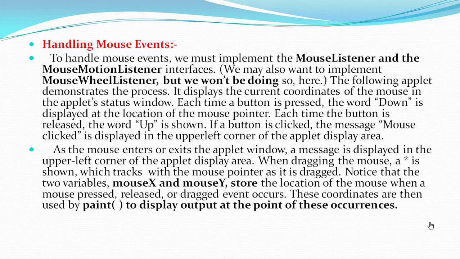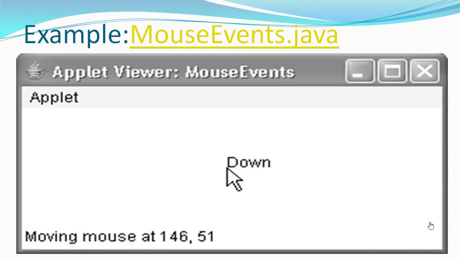What are the tasks we have performed in this example by using MouseListener and MouseMotionListener? Here the output window is shown. When we click the mouse, it shows the down message. When we release it, it shows the up message. When the mouse is moved or dragged, the coordinate points are displayed. This is the output. Okay, see the example.